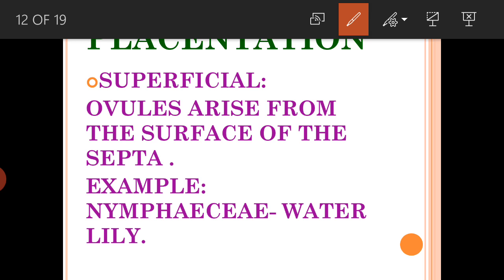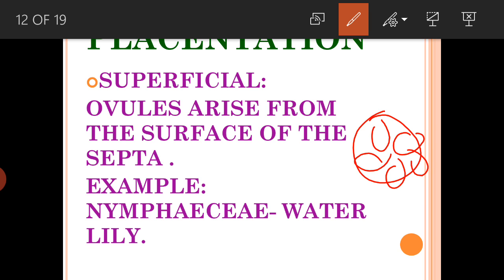So the next placentation we are going to see is a superficial placentation. Here in superficial placentation, the ovules arise from the surface. So the ovules will be on the surface. An example for this is Nymphaeaceae, or water lily. So the family is Nymphaeaceae. An example you can remember is water lily.